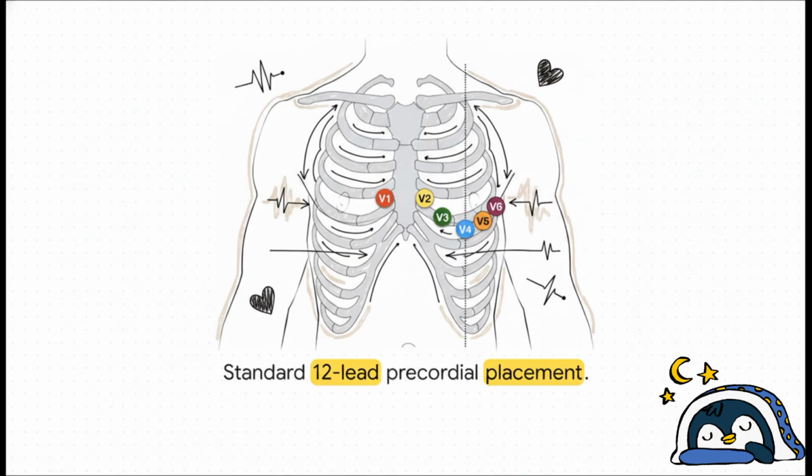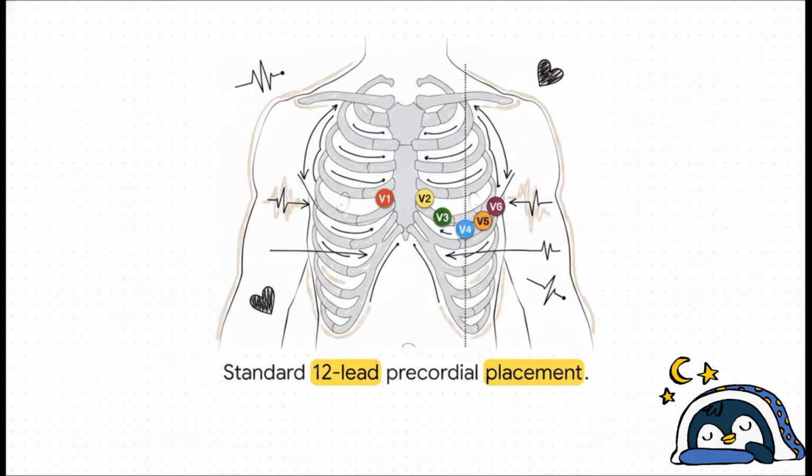But here's the trick, and a lot of people get this wrong. Do not place V3 next. You jump down to V4, placing it in the 5th intercostal space, right on the mid-clavicular line. Once that's set, then you simply place V3 midway between V2 and V4. Finally, you trace laterally along the exact same horizontal plane as V4, putting V5 on the anterior axillary line and V6 on the mid-axillary line.